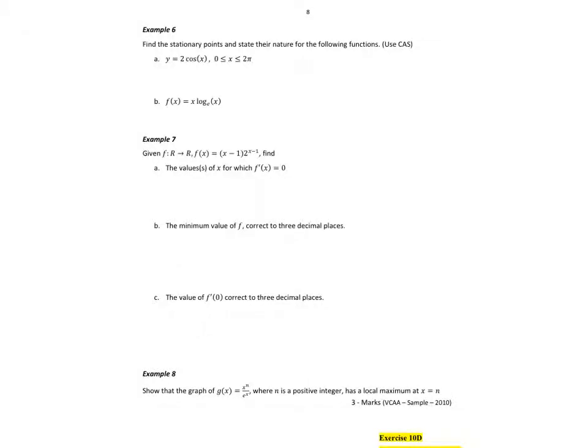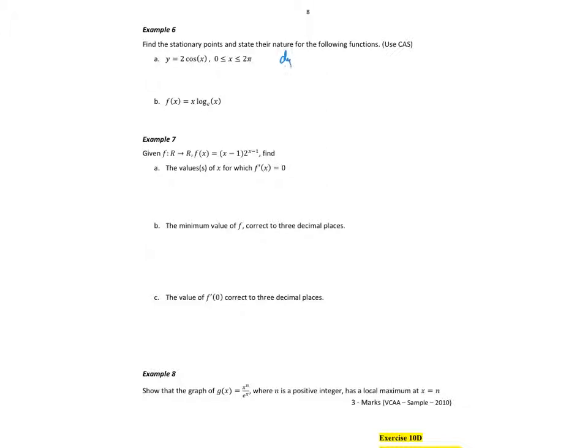All right, so we're going to continue that process, but with different functions. Find the stationary points and state their nature for the following. It says we can use CAS, so that makes life a lot easier. What I might do here is I'll just go through it.